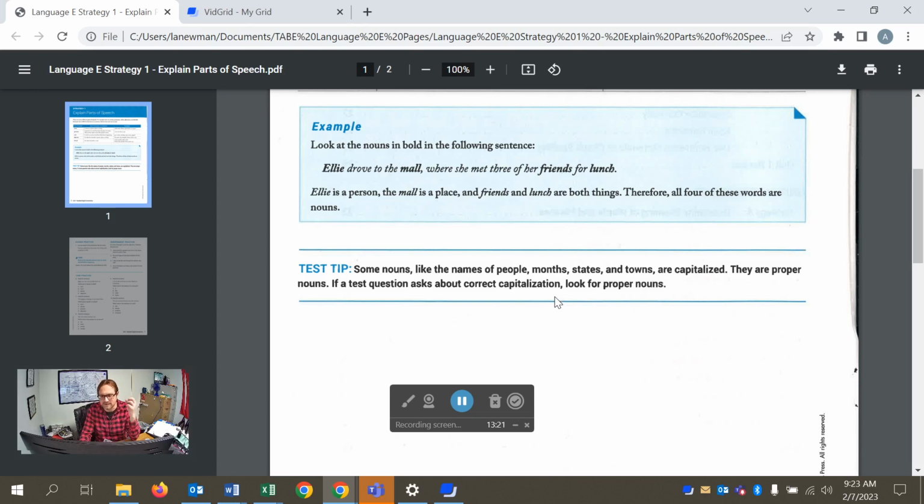And then the last thing that it tells us here on this page is that some nouns, and those are the proper nouns, need to be capitalized. And names of people, months, states, towns, and so on, also countries. And oftentimes on the TABE and GED, the way that is tested is you'll have 4 sentences, and you're asked to answer which one's written correctly or which one is written incorrectly, and you may have some proper noun capitalization mistakes to deal with.